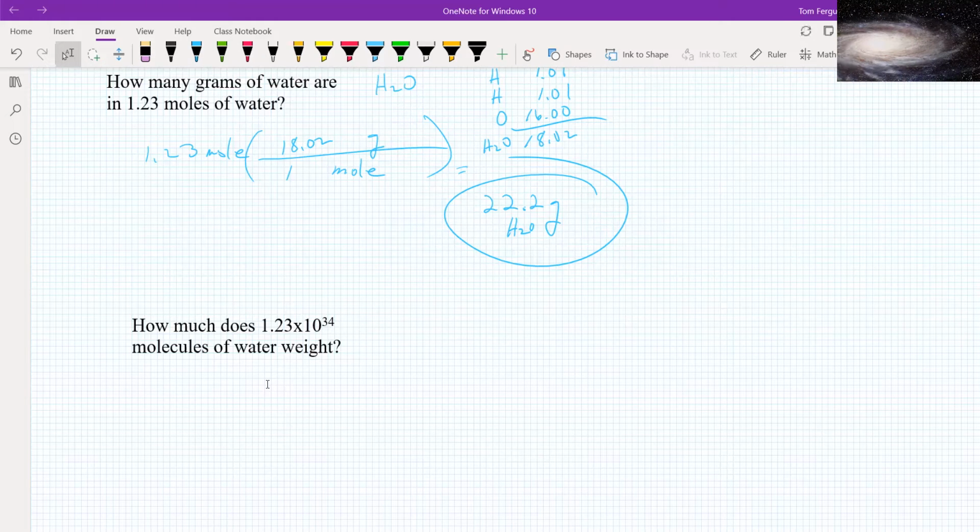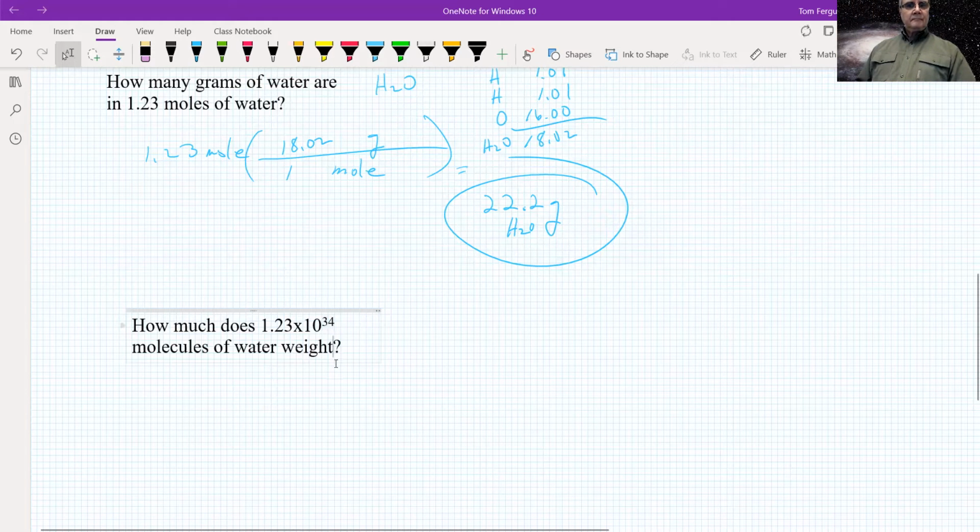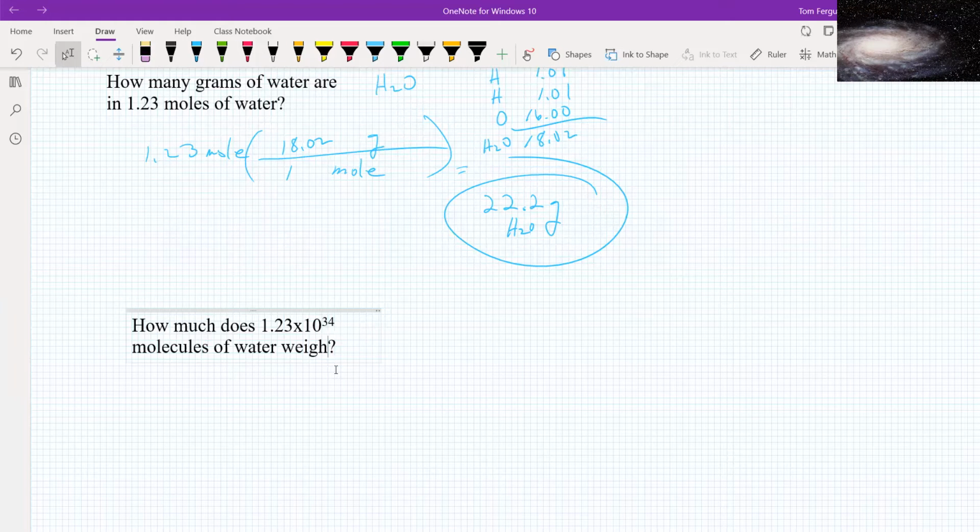How will we work this problem? How much does 1.23 × 10^24 molecules of water weigh? How will we work this problem? Well, first of all, what's the unit?